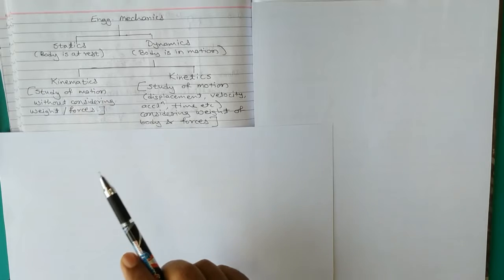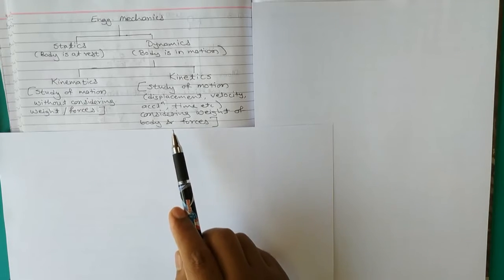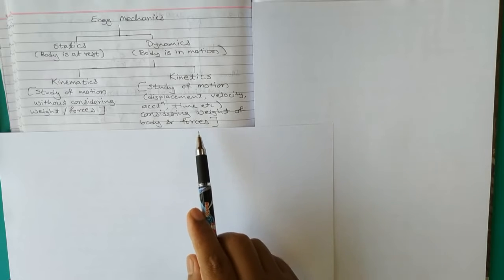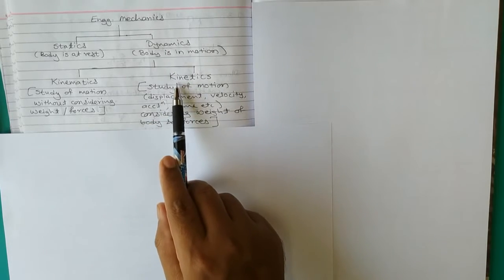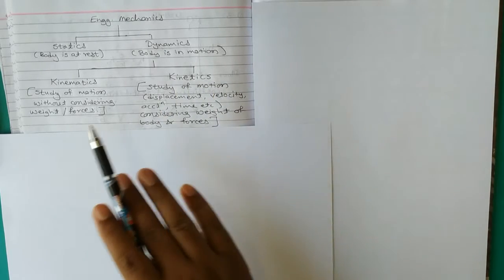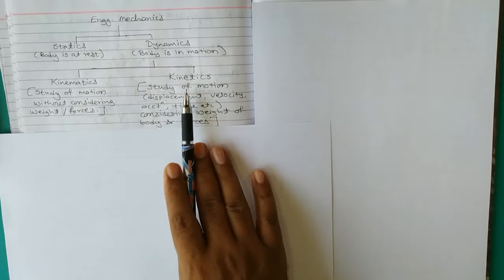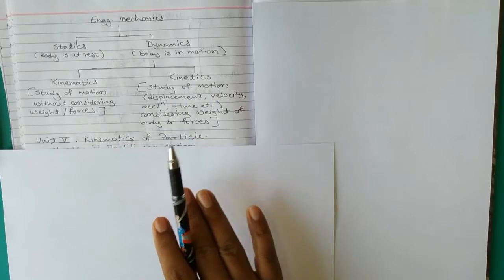Whereas if we consider parameters of motion as well as the mass or weight of the body and the forces applied on it, such branch of dynamics is called kinetics. So we need to understand the difference between kinematics and kinetics very clearly. I hope you have understood this.